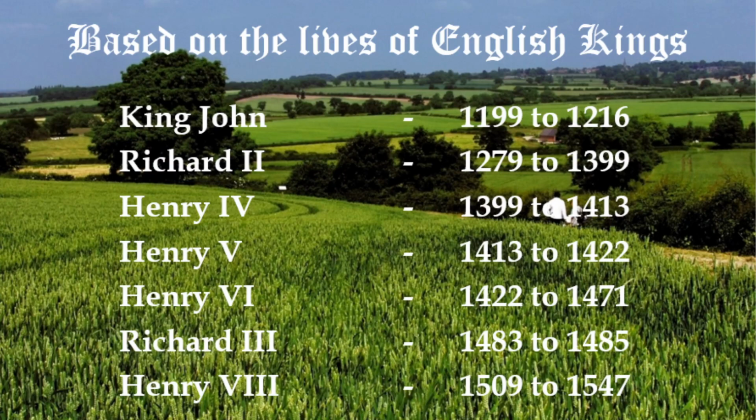The English history plays of Shakespeare are based on the lives of English kings, and these are the kings that figure in Shakespeare's history plays: King John, Richard II, Henry IV, Henry V, Henry VI, Richard III, and Henry VIII.